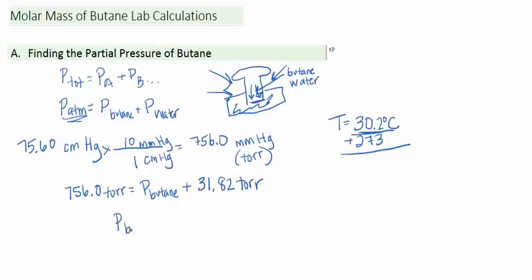The partial pressure of butane is 724.18 torr. Now, if that was my final answer, then I would round this to having just one decimal place, 724.2. But I'm using this partial pressure of butane in part B, and then using part B in part C. And so I'm not going to round my answers until I get the final answer, which is my molar mass of butane in part C. So I'm going to leave the partial pressure of butane at 724.18 torr. All right, let's go on to the next step.